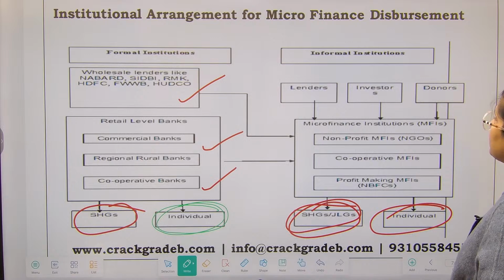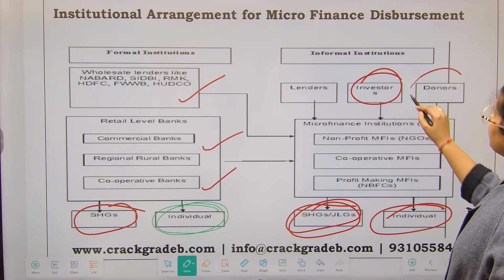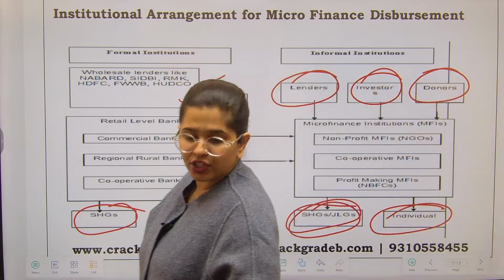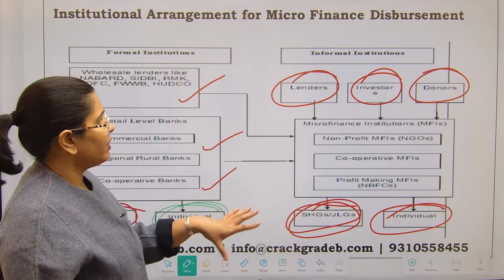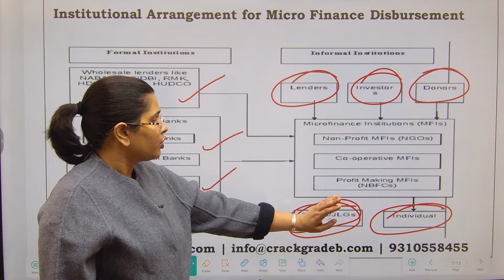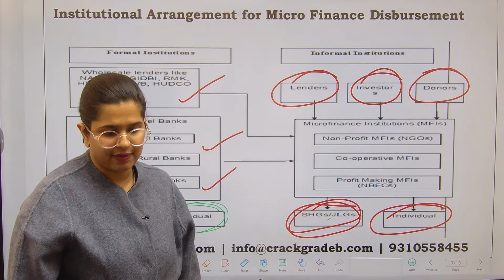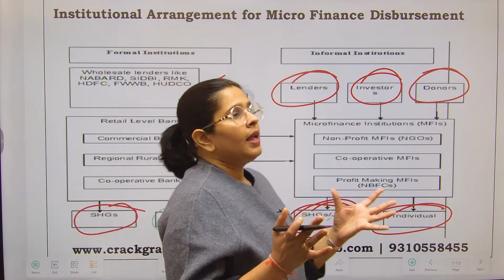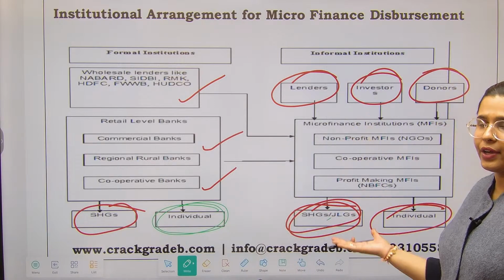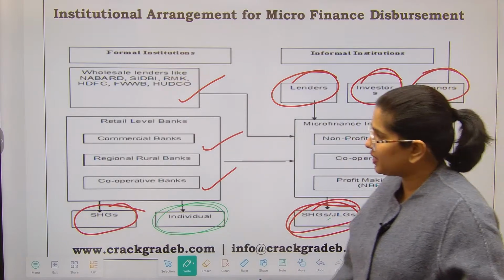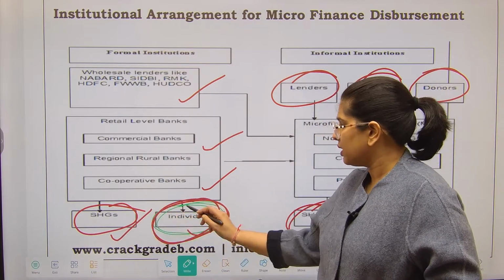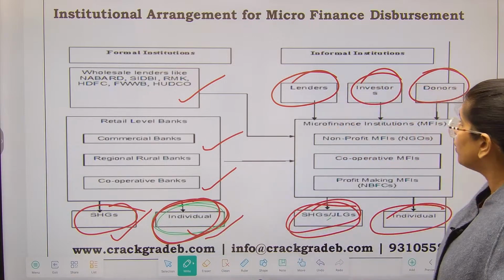After that, informal lenders, investors, donors, right? These lenders, investors, donors who want a great return on their funds, they give the money to microfinance institutions, right? And ultimately microfinance institutions are giving the funds to self-help groups, joint liability groups, as well as individuals. If we see on the whole, there are so many institutions that can work for microfinance, but ultimately funds are going to self-help groups, that is a group of people, or to individuals on their own. Okay, either to individuals or to self-help groups.